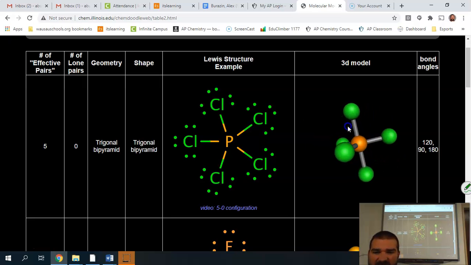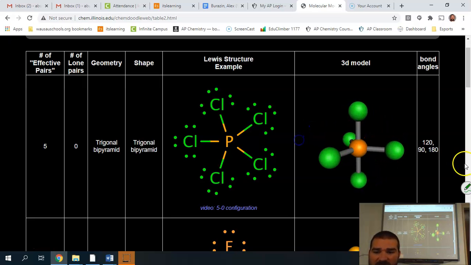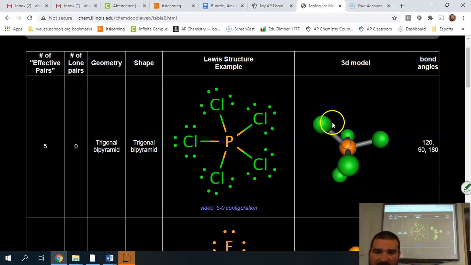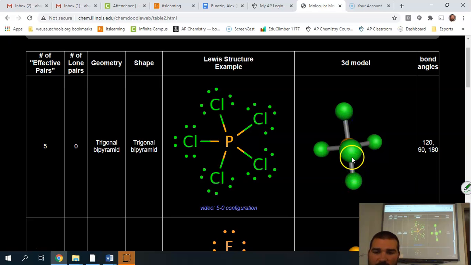Okay, kind of funky. Now, if you're looking at the bond angles, take a peek. We got everything. We got 90s. Where's a 90-degree angle? Right here. From any of the 3 atoms on the equator to the top, or any of the 3 atoms on the equator to the bottom, we have 90-degree angles. There they are, right there.